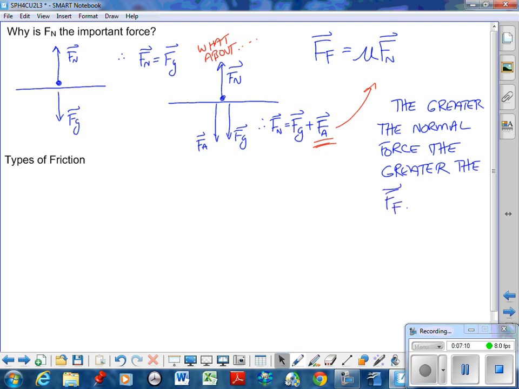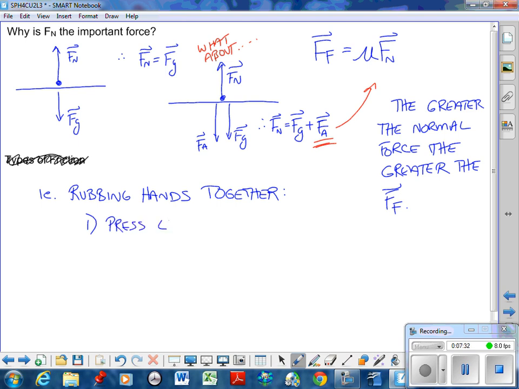All right? So I've already talked about types of friction in the previous slide, so you already have that. So let's just talk about rubbing hands together as an example here. Rubbing hands together, if you press lightly, warmth builds up. Okay, so if you just sit there right now and you rub your hands together normally, you can feel the heat generated between your palms.